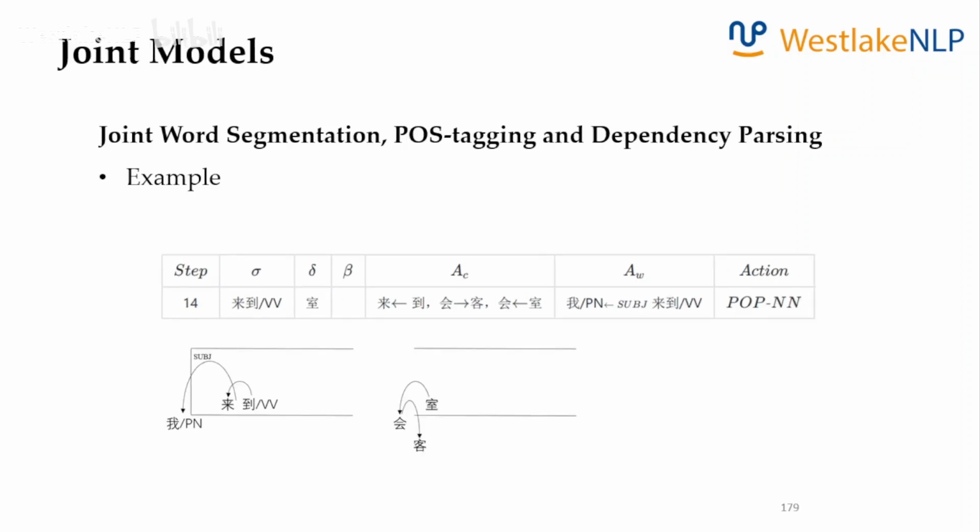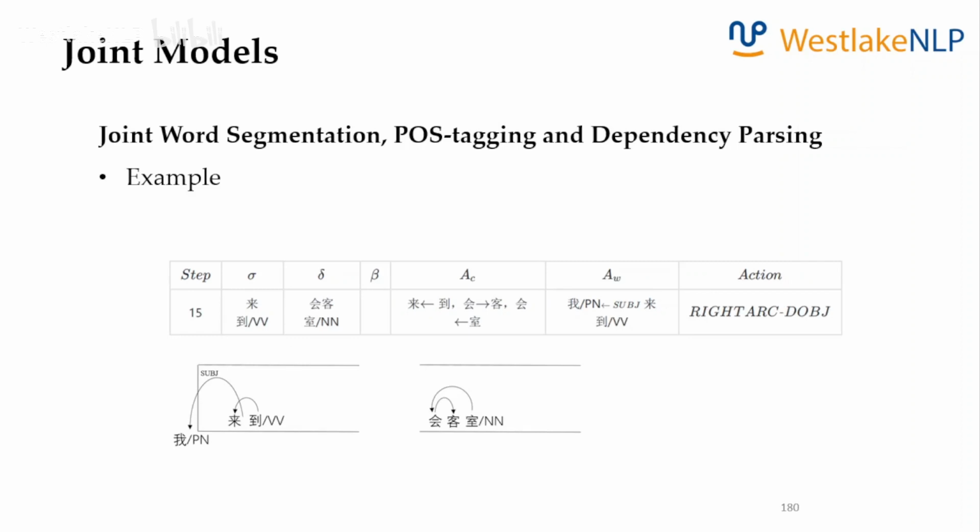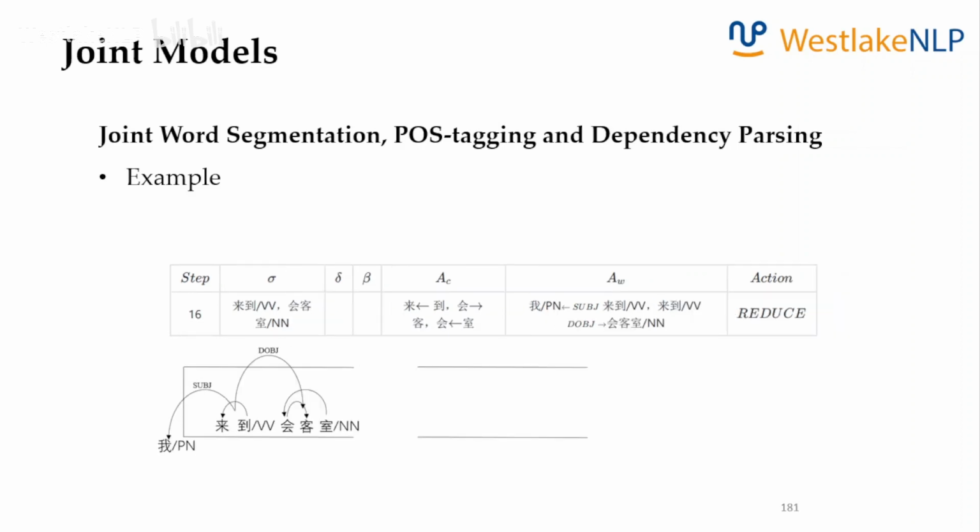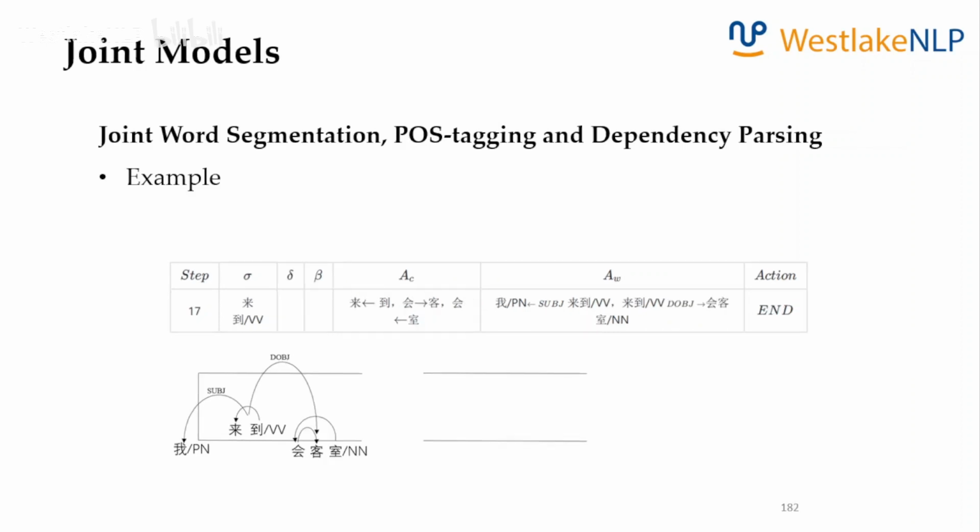And then I do a word level right arc to make Hui Yi Shi depend on Lai Dao as an object. And then I reduce on the word level to remove Hui Yi Shi from the stack sigma. And then I can apply a finish action. The parsing process is done. I didn't discuss the features, but actually this whole process is an academic paper.